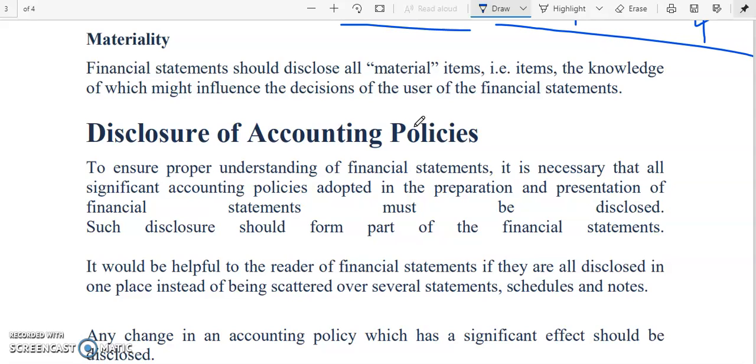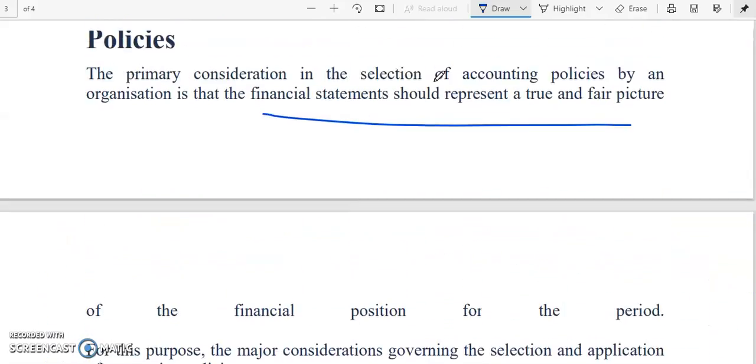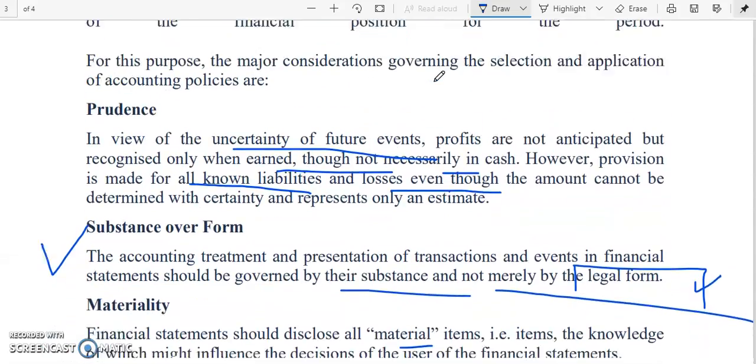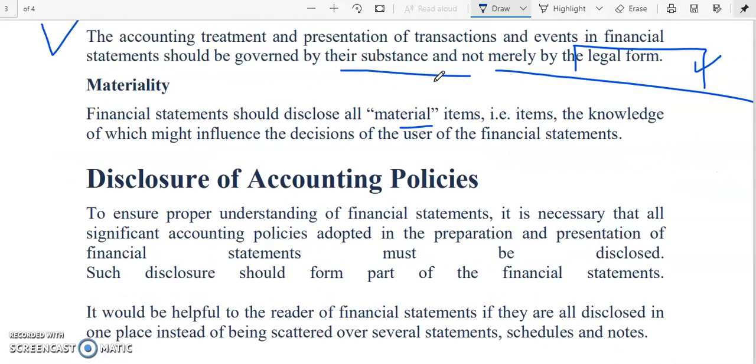Now, materiality. The financial statement should disclose all the material items. What is the meaning of a material item? The item, the knowledge of which might change the decision of the user. For example, if a particular item A is not disclosed by the organization, you make decision X. If such item is disclosed, then you can change your decision from X to Y. Then it can be considered a material item. So what are the three major considerations for selection of an accounting policy? Prudence, substance over form, and materiality.